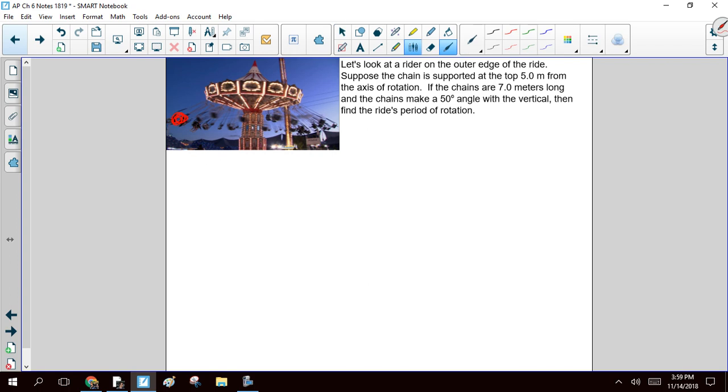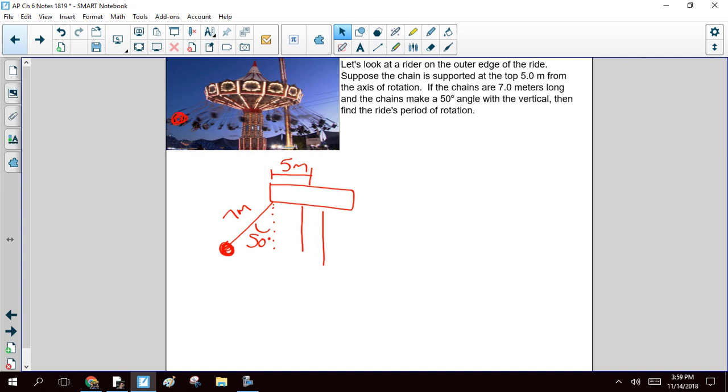All right, so let's make a neater drawing here. So here's that top support structure and the base, and then our swing is coming out like this. What the problem tells us is that the chain, oh, here's our rider, sorry. The chain is 7 meters long. It makes an angle of 50 degrees with the vertical, and it says the chain is supported at the top 5 meters from the axis of rotation. So this is 5 meters, okay?